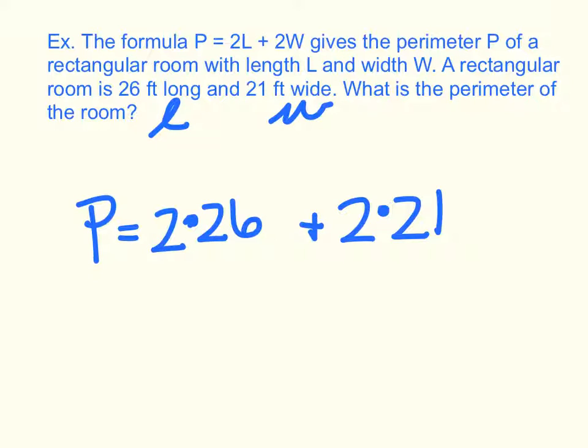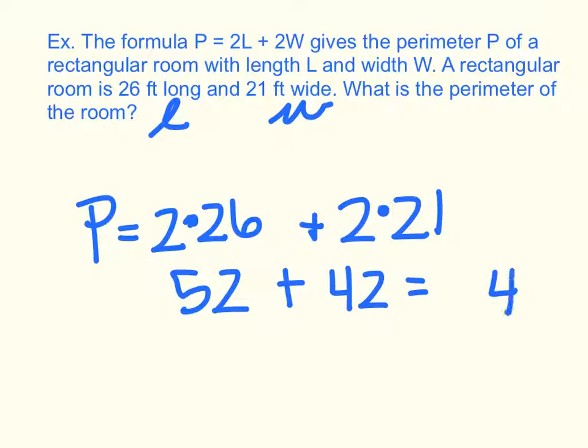Now, could I have done 26 plus 26 plus 21 plus 21? Yes, I could have. It's the same thing. There's just another way to do it. Okay, so then I just do 2 times 26, which gives me 52. Plus 2 times 21, which gives me 42. Add those together, and I have 94 feet. So that is another way to solve for perimeter. Instead of just adding all the sides, we can put it into the formula and solve for the perimeter of that rectangular room.